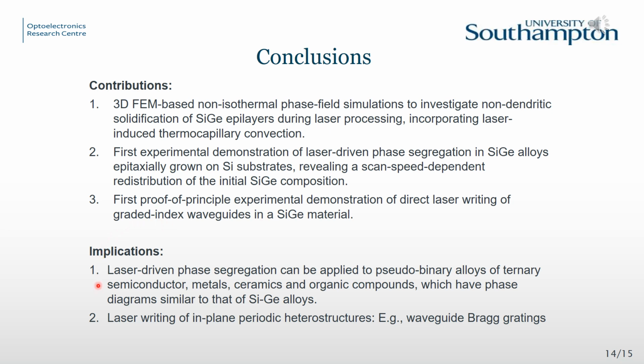Our method can also be applied to study the binary alloys of ternary semiconductors such as aluminium gallium arsenide, metals such as nickel copper, ceramics and organic compounds which have phase diagrams similar to that of silicon germanium alloys. Finally, our phase field simulations revealed that various in-plane heterostructures and superlattices can be fabricated within waveguides by controlling the phase segregation through modulation of the scan speed, power and beam position.